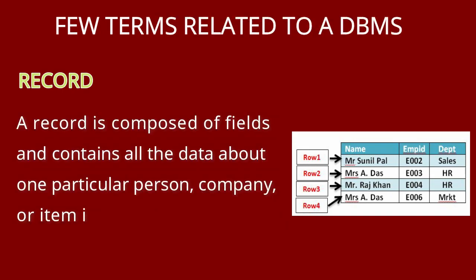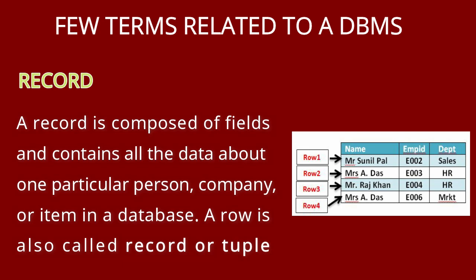The next topic is: what is a record? A record is composed of fields and contains all the data about one particular person. A record can also be known as a tuple, or it can be called a row.